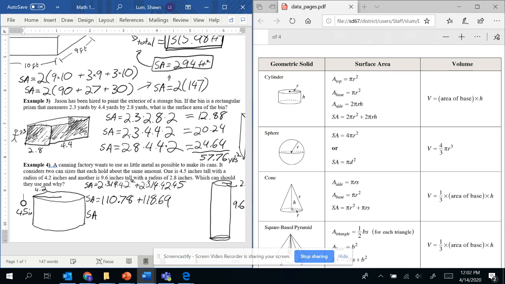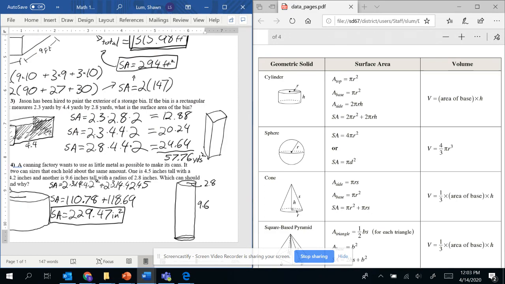So the surface area of this can is these two numbers added up, so 118.69 plus 110.78, I get 229.47, and that's going to be inches squared. So that is the surface area of this short fat can.